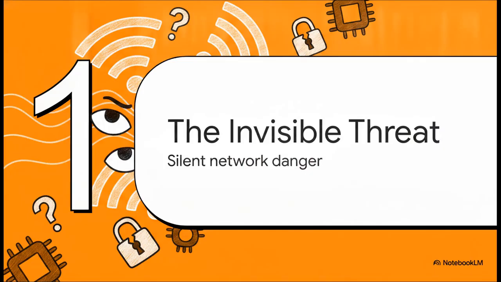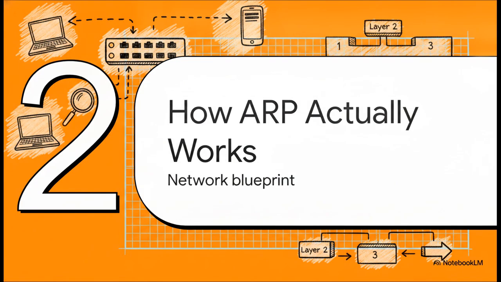Section 1. The invisible Wi-Fi threat. The silent danger on local networks. Section 2. How ARP actually works. The blueprint of network communication.